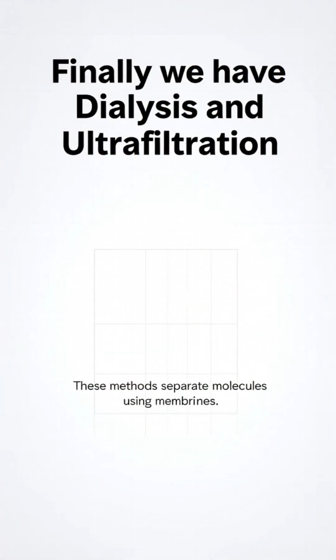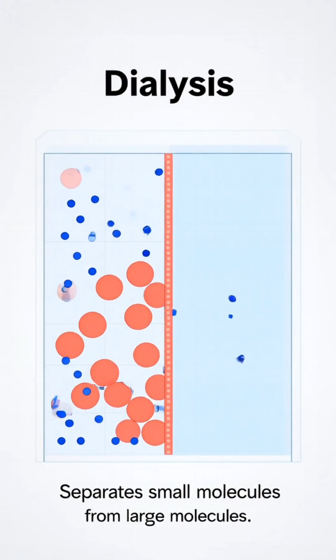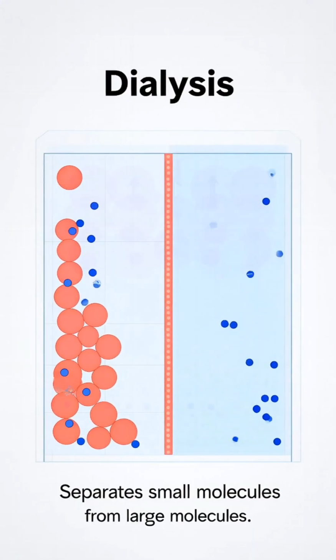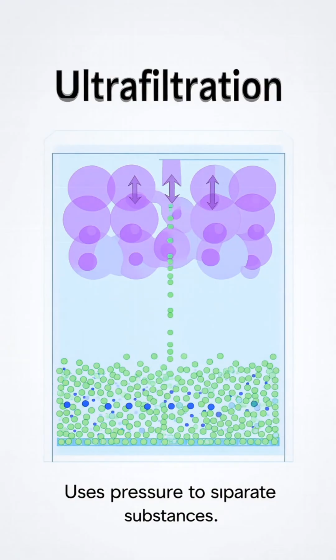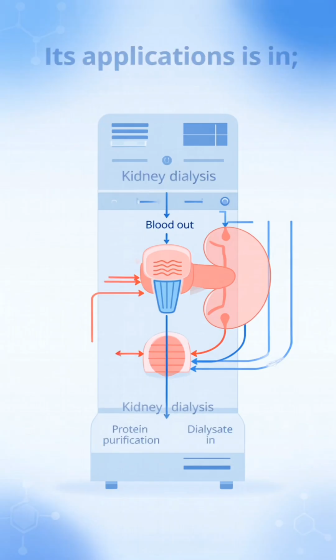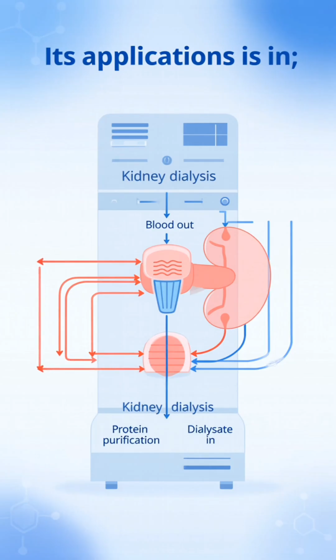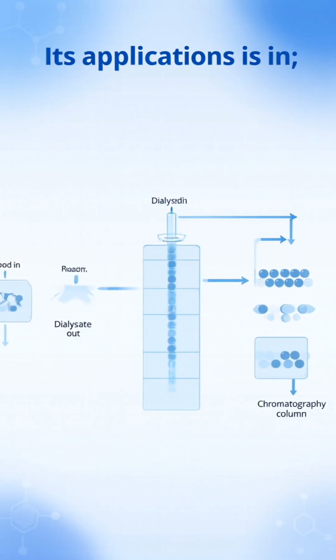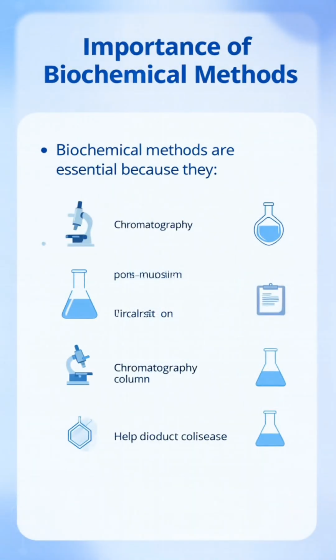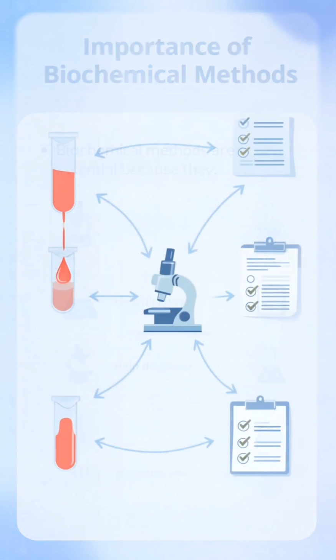Finally, we have dialysis and ultrafiltration. These methods separate molecules using membranes. Dialysis separates small molecules, while ultrafiltration uses pressure to separate substances. Biochemical methods have key applications in kidney dialysis and protein purification. Biochemical methods are essential. They enable the early detection and treatment of various conditions. They also assist in drug development, aid medical research, improve biotechnology, and help understand metabolism and genetics.